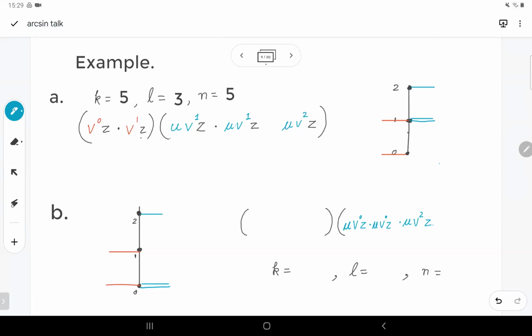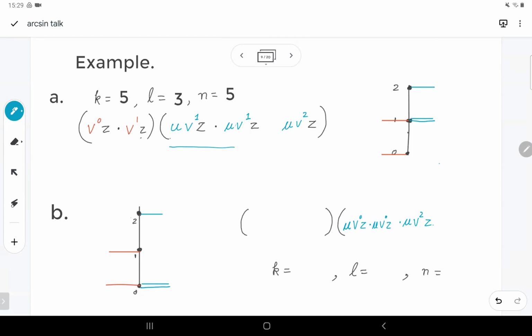Sridhar, how do you get u v1 z twice? In the first example? Yeah. No, I started with this. So this was just, if I have a product of this kind, I can represent it on the axis. And then this is doing the reverse thing. This is starting with a figure and then trying to find the terms.